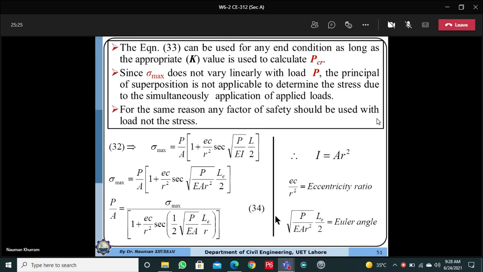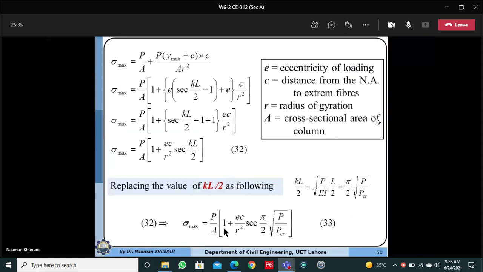So just like I have explained, further simplification can be done. From this equation we have taken P over A outside as a constant. This P over A is the applied stress, which is causing a certain maximum stress in an eccentric column with eccentricity e.